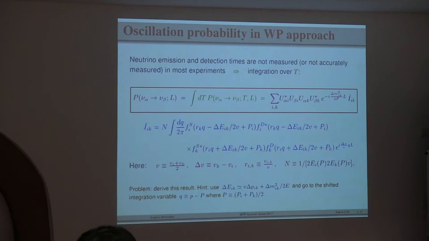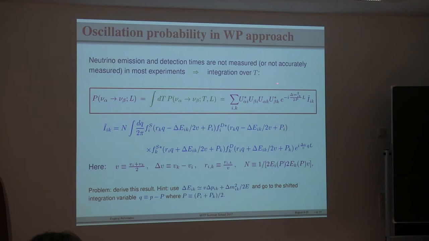we obtain this formula here, where the quantity I twiddle here is the integral over momentum, which contains the product of four momentum distribution functions. Two for the neutrino production, neutrino as the source, and two for neutrino detection, but with shifted arguments. Just follows from a simple calculation. Shifted arguments: you see here we have minus delta E over V, here we have plus delta E over V. And we have an exponential oscillating factor here, where delta V is the difference of group velocities of different neutrino mass eigenstates.